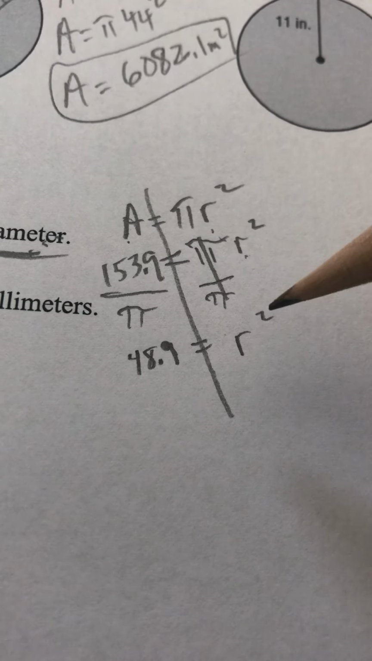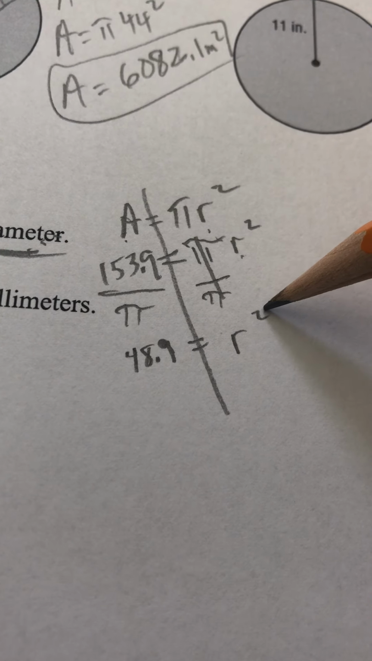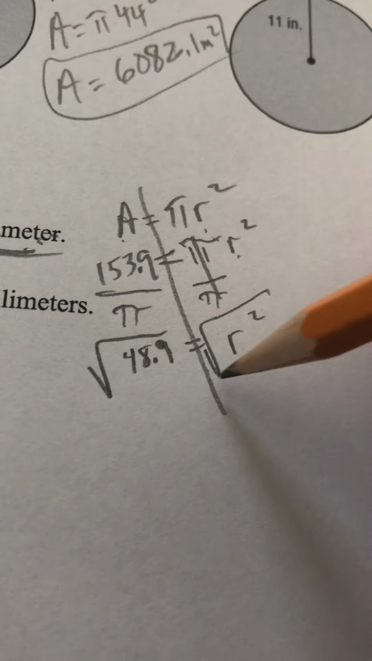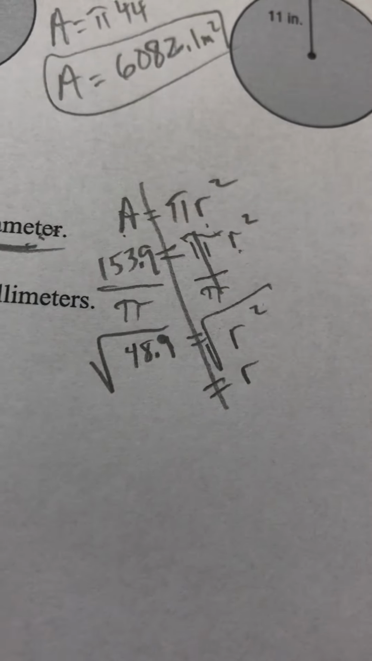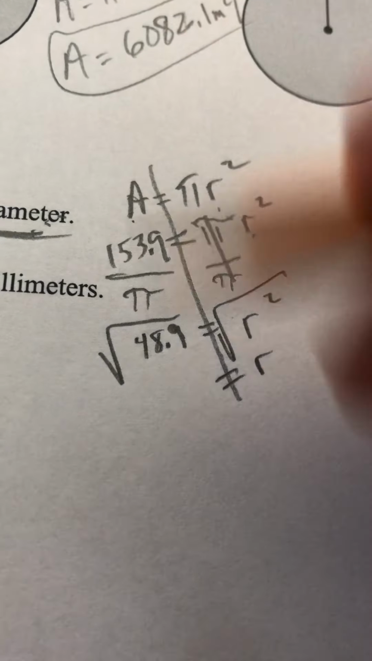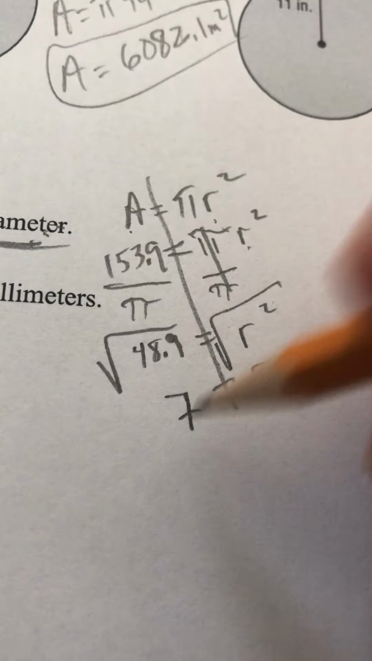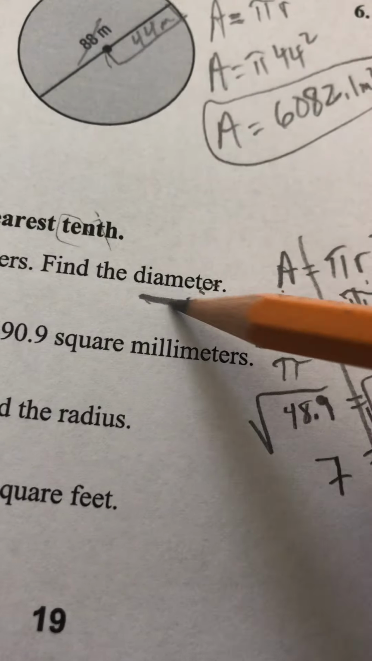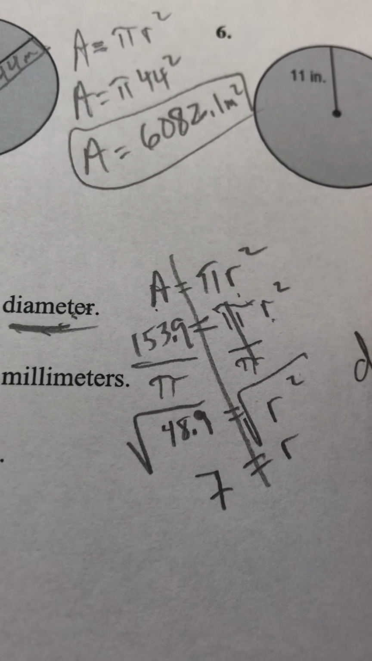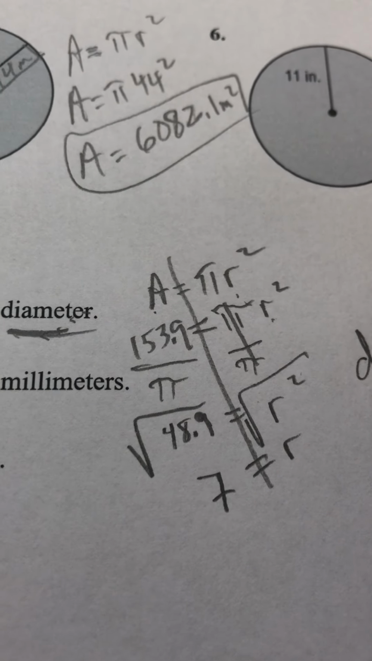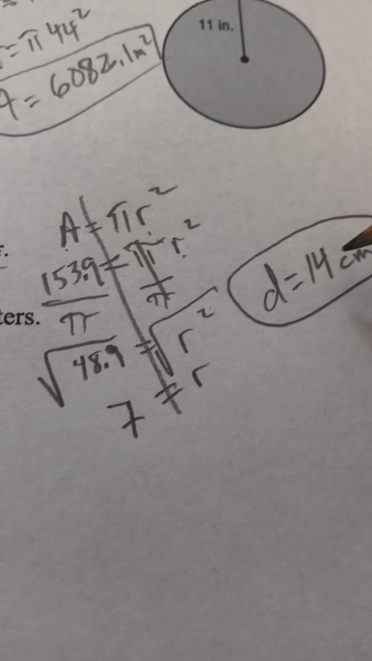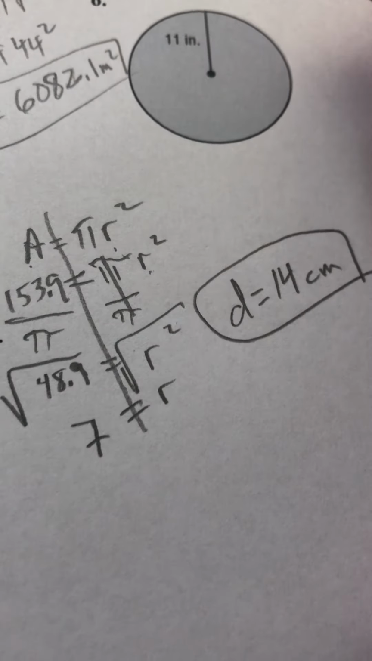And then back in the day, I taught you to undo a square. The opposite of squaring is square root. So you have to square root both sides. That gets rid of your square to leave r. And the square root of that is 7. I already calculated it. So if the radius is 7, then the diameter has to be double that. Diameter is 14, so 14 centimeters. It's not squared because it's just one dimension. So 14 centimeters, that's it. So you've got one problem like that on your assignment.